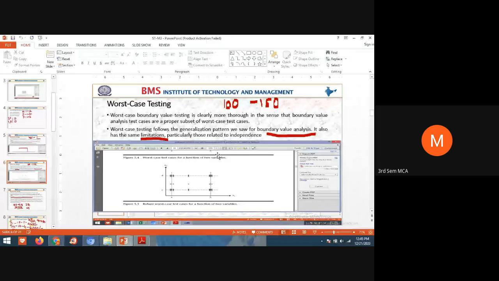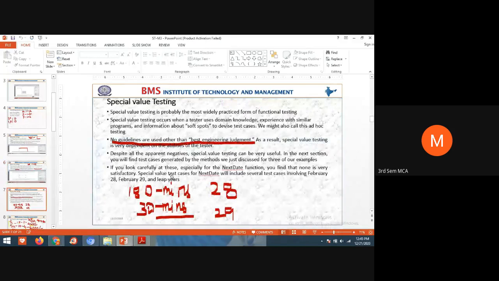Worst case. See, this diagram shows a boundary: this is the lower boundary, this is the upper boundary. If the value is above the upper boundary, then it is not coming in the range. So that you can call worst case testing.